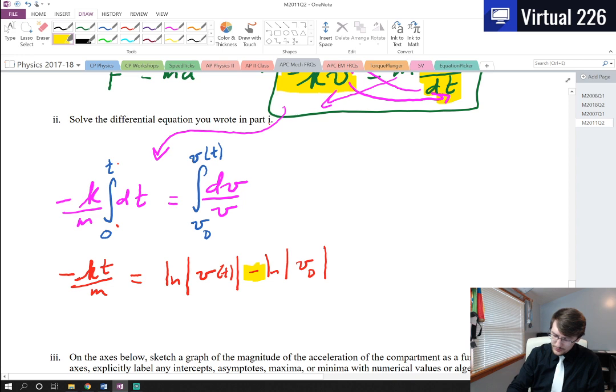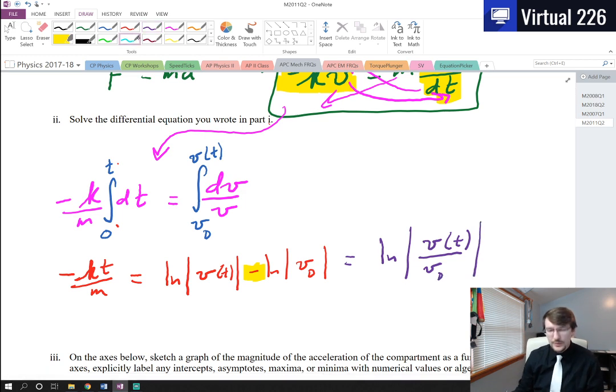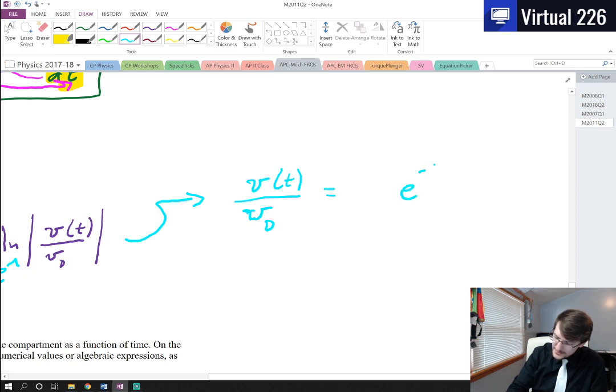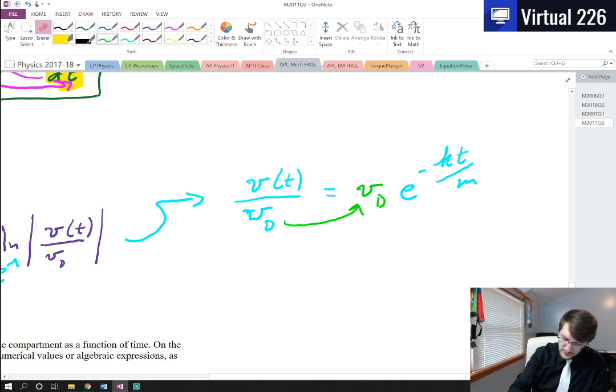Maybe you remember your log rules. Whenever you are subtracting logs, you can divide them. So this is actually going to equal the natural log of v of t over v d. And then if we would like to get rid of our logarithm here, we can exponentiate both sides. So we exponentiate the right here, and that brings our exponential way over to the left. So what we have now is v of t over vd, that initial velocity, equals e to the minus kt over m. And then last but not least, we will just multiply each side by the vd to remove it.